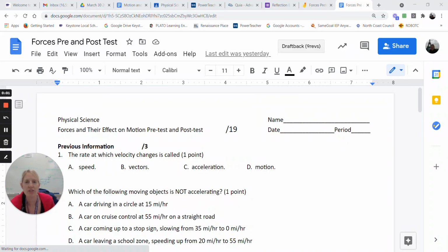Hey guys, so you're going to grade your own pretest today. So let's take a look at number one. The rate at which velocity changes is called, so we learned last chapter that is called acceleration. So that's letter C. So that's worth 1 point if you got it correct. And if you answered it incorrectly, then you would not earn that point.